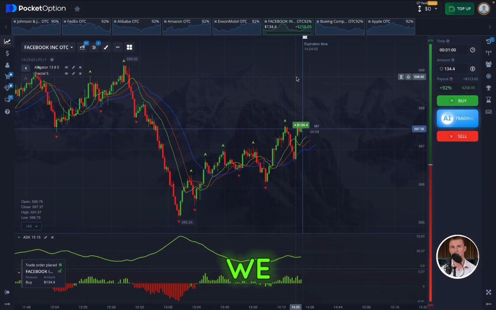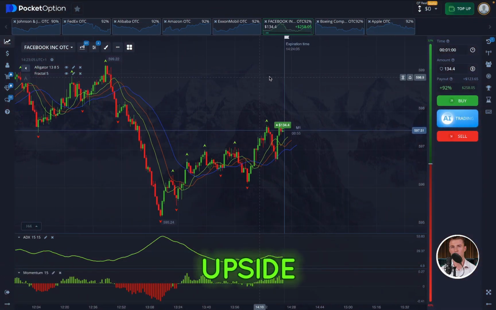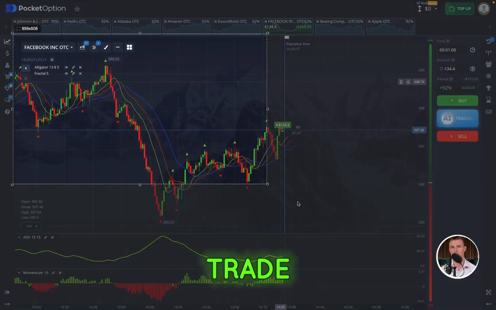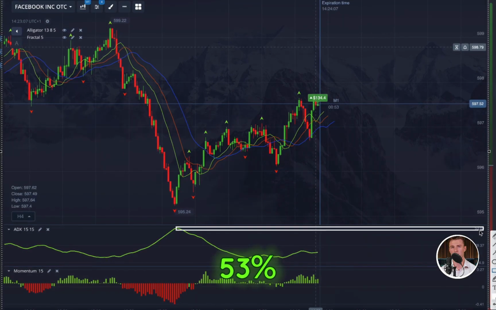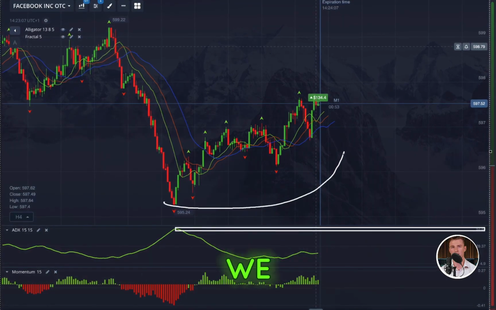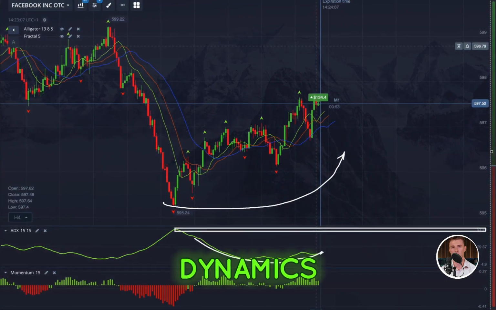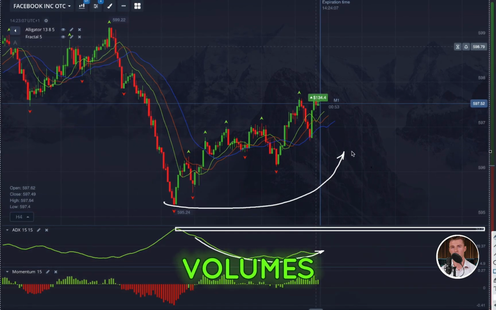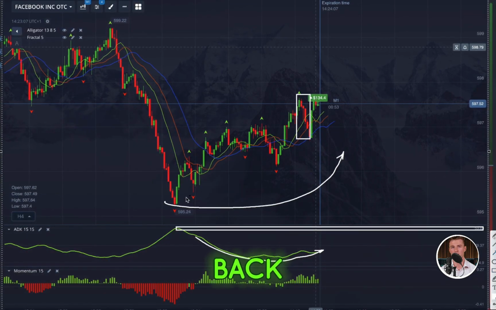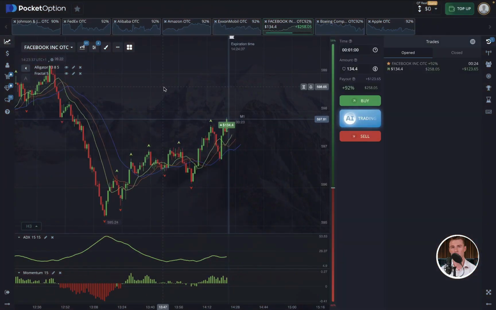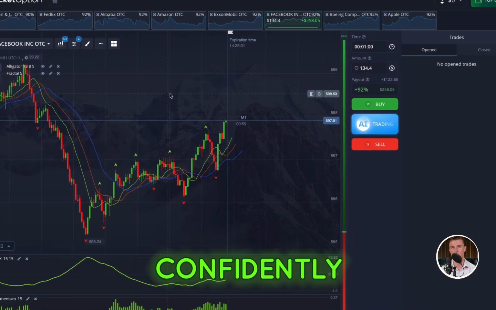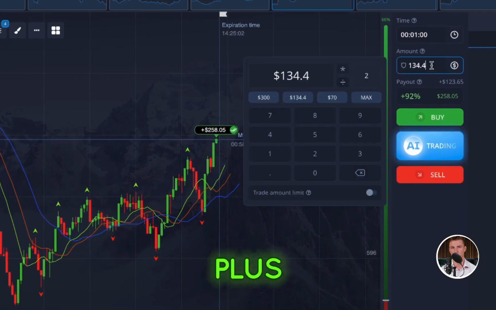And here immediately we can open a position on the upside. Just as in the previous trade, ADX reached its maximum with a downward movement of 53%. And accordingly, we have a reversal in the dynamics, and in general, there are upward volumes. There was also a pullback, and after this pullback, we can open on the trend. And the position is also quite confidently closed in the plus.